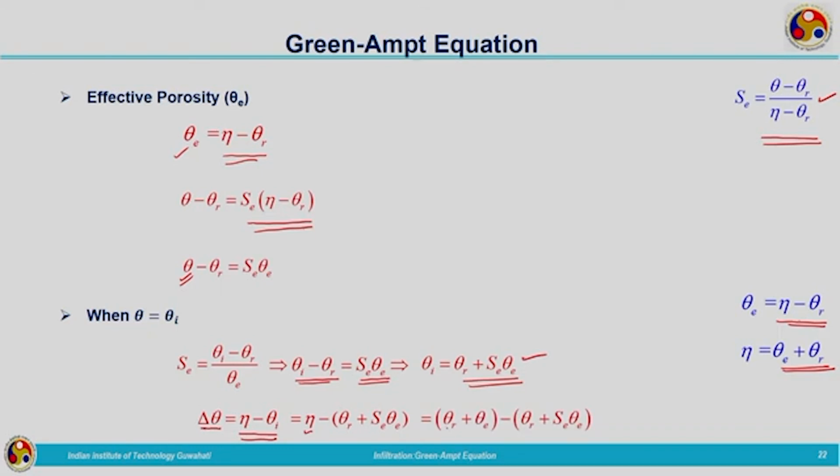It will take the form theta R plus theta E minus theta R plus SC theta E. Even though we do not know the residual moisture content, we can go ahead for finding out delta theta. So we want to discard this theta R from this expression. This theta R gets cancelled and it takes the form theta E minus SC theta E, that can be written as 1 minus SC into theta E. SC is the effective saturation and theta E is the effective porosity. If these values are known to us, we can calculate how much is the soil moisture deficit delta theta.